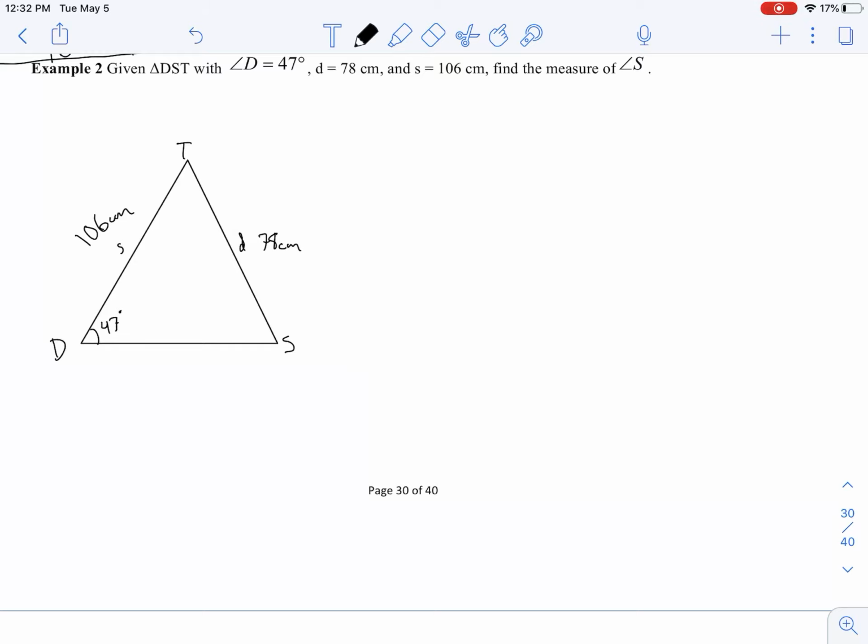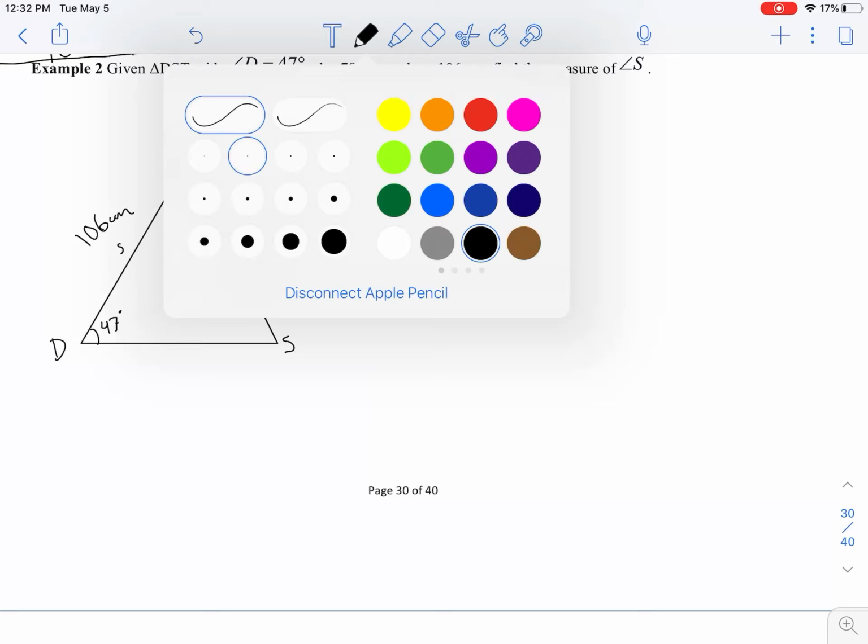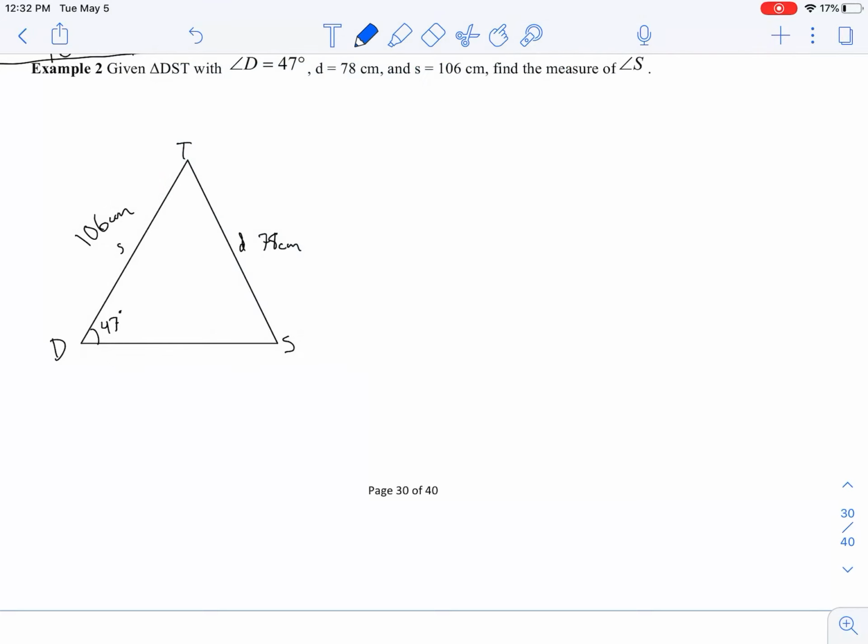Of course, you could have labeled this triangle slightly different, but you'll get the same ratios. So what I mean by that is that if we're going to set up our sine law, obviously we don't have A, B, and C, we have D, S, and T. So we can set up our ratios and say, hey, I'm going to solve for angle S. So I want the angles to be on top. So I'm going to say that sine S over S is equal to sine D over D.